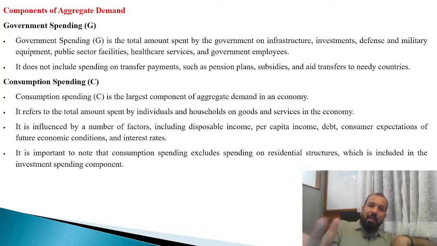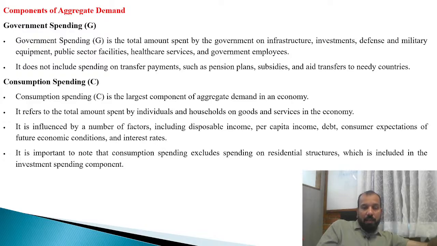At the end of the day, aggregate demand will be increased when consumer spending increases. But how to increase consumer spending? There will be more money supply. How to increase the money supply? Reduce the direct taxes, and at the same time reduce the interest rate. Once you reduce the interest rate, central banks give loans at a cheaper rate to commercial banks. Commercial banks give loans at a cheaper rate to customers. So once customers have more money, and the government of India has reduced the direct taxes, automatically consumer spending will be increased. So it refers to the total amount spent by individuals and households.